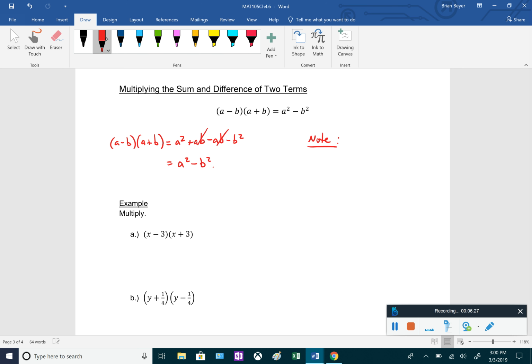Okay, so just a little note here. A plus b and a minus b are something called conjugates. So they're the same two terms in each binomial. One's addition, one's subtraction. So we call them conjugates. So that's going to be something that comes back into play a little bit later on.